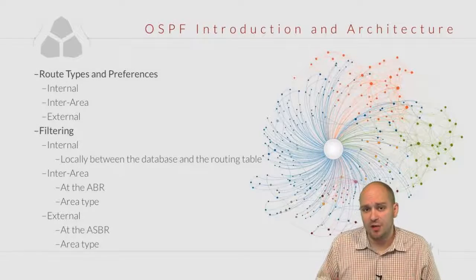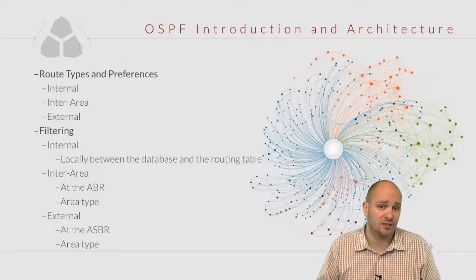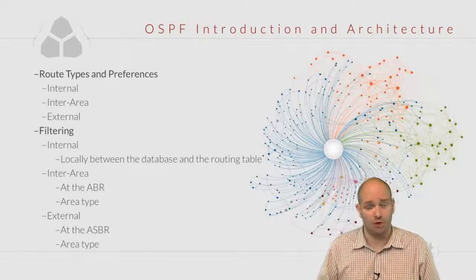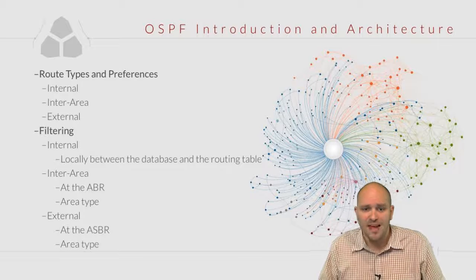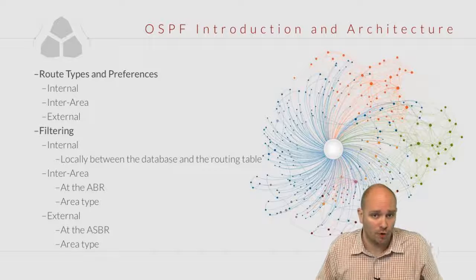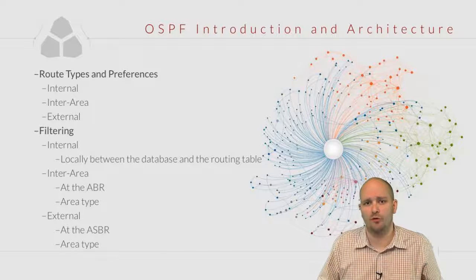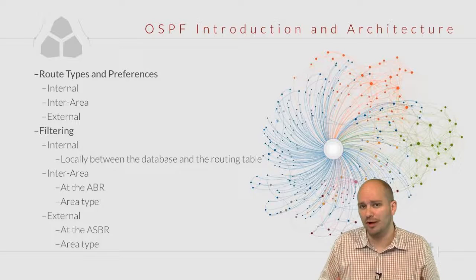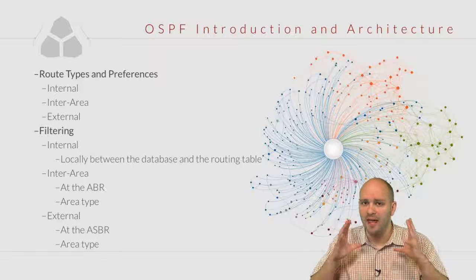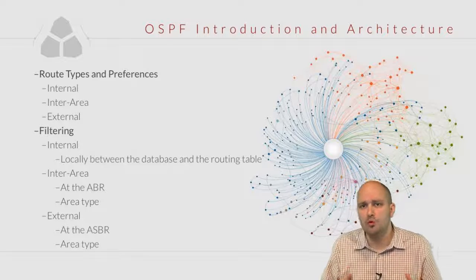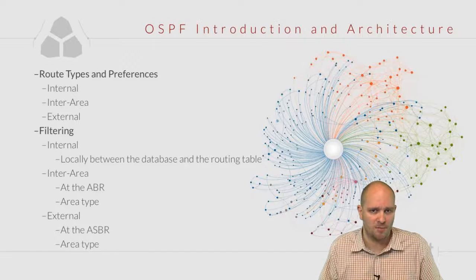Not only does OSPF differentiate between different link state advertisements, but when the routes are injected into the routing table by OSPF, they are differentiated based on where this information was learned from. There are 3 types of routes in OSPF. They are internal routes. These are the routes that are calculated from the type 1 and type 2 LSAs, and these are the most preferred routes by OSPF.